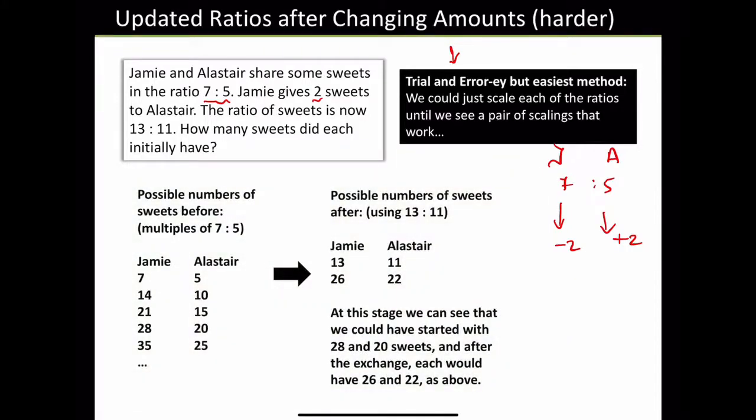So what we've done here is, for the possible number of sweets before, we have simply gone through multiples. Okay, that's all we've got. So for Jamie it's take 2, for Alistair it's plus 2.